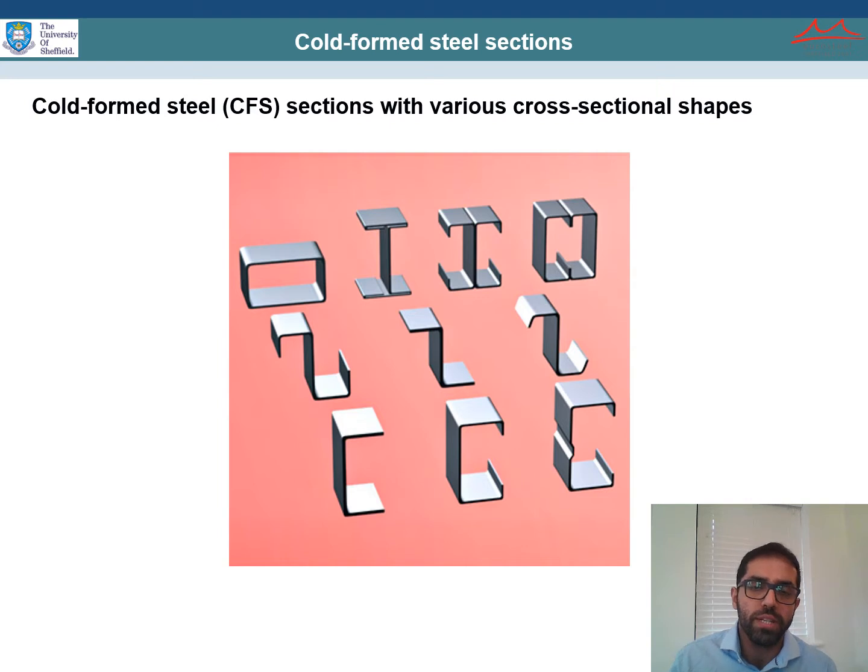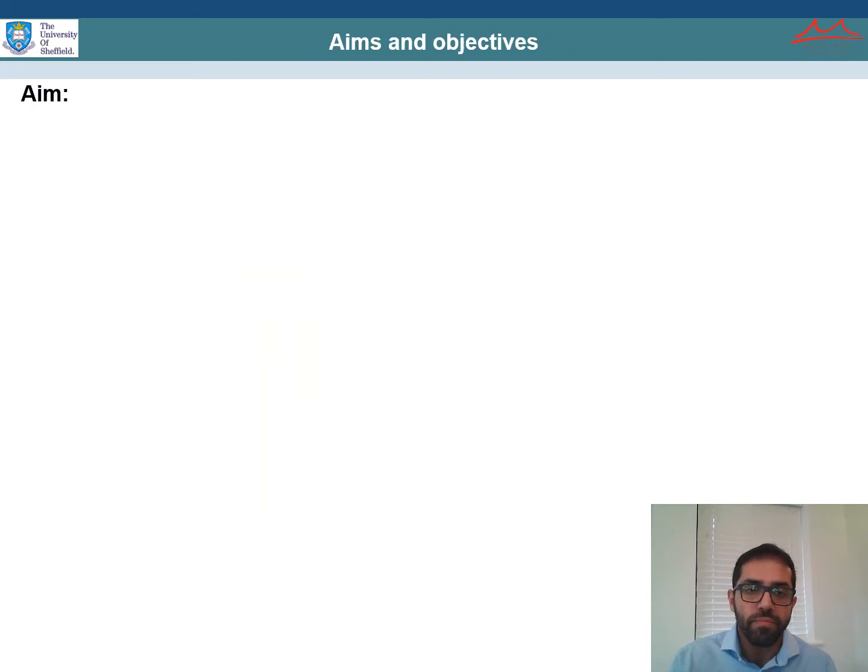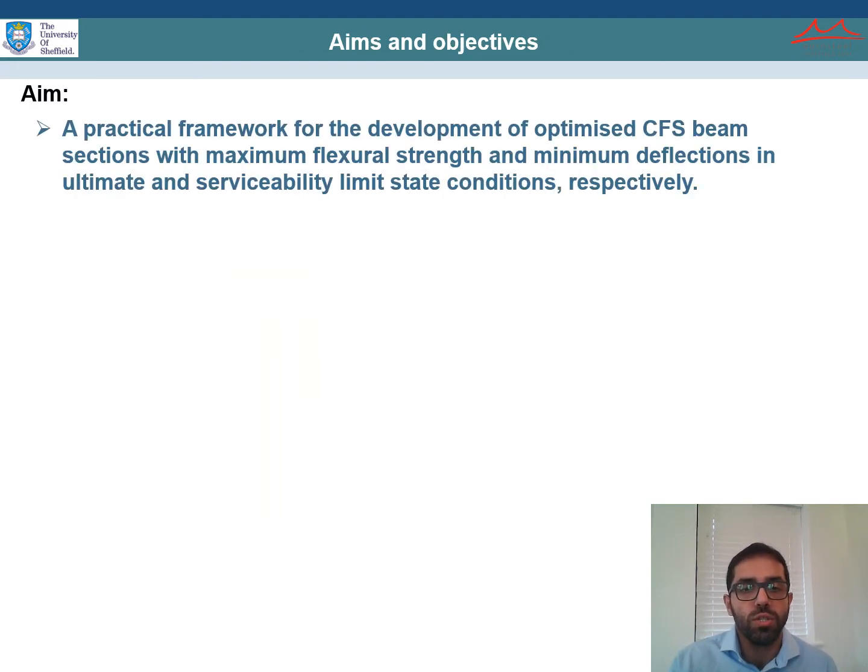As you know, cold form steel sections have flexibility in shape, and they can be manufactured in different cross-sectional shapes. The aim of this project is to develop a practical framework for optimized cold form steel beam sections with the maximum flexural strength and minimum deflection in ultimate and serviceability limit state conditions, respectively.